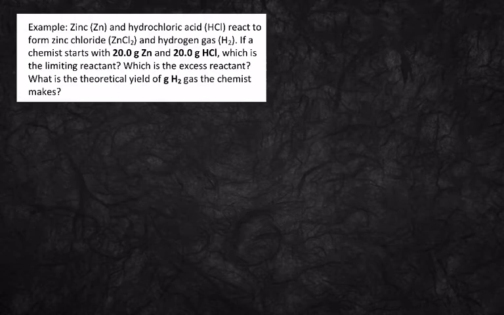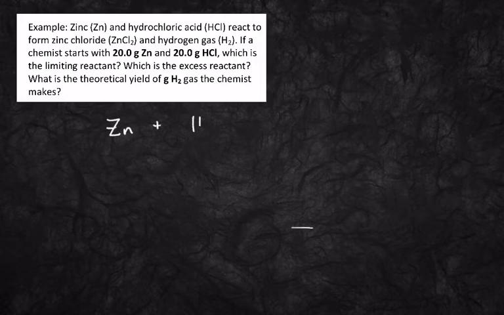It says zinc and hydrochloric acid react to form zinc chloride and hydrogen gas. If a chemist starts with 20 grams zinc and 20 grams HCl, which is the limiting reactant? Which is the excess reactant? Finally, what is the theoretical yield of grams H2 gas the chemist makes? So before we answer that last question, we have to figure out which of those reactants we're going to run out of first, and that's what the limiting reactant problems do for us.